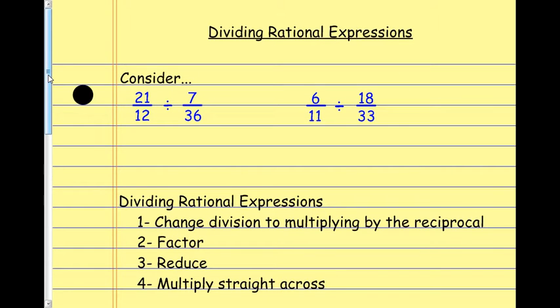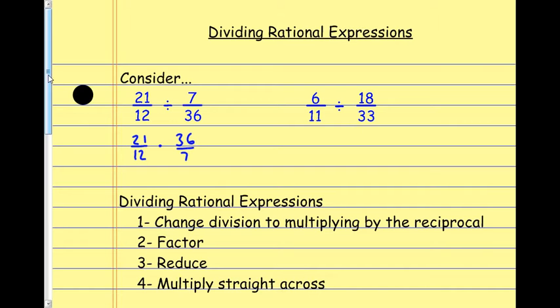Hi there. In this lesson, we're going to be looking at dividing rational expressions. And just like multiplying rational expressions, we treat these things the same way we would treat any type of fraction. So if I consider these first couple examples, if I'm dividing two fractions when I'm dealing with numbers, remember I would change this. Instead of dividing two fractions, I would change it to multiplying by the reciprocal. So I'm going to change this to multiplying by a 36 over 7. And now it's a multiplication problem.